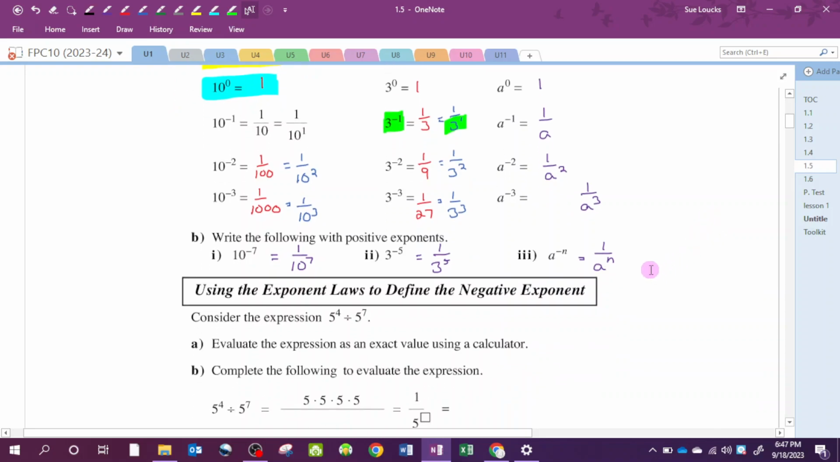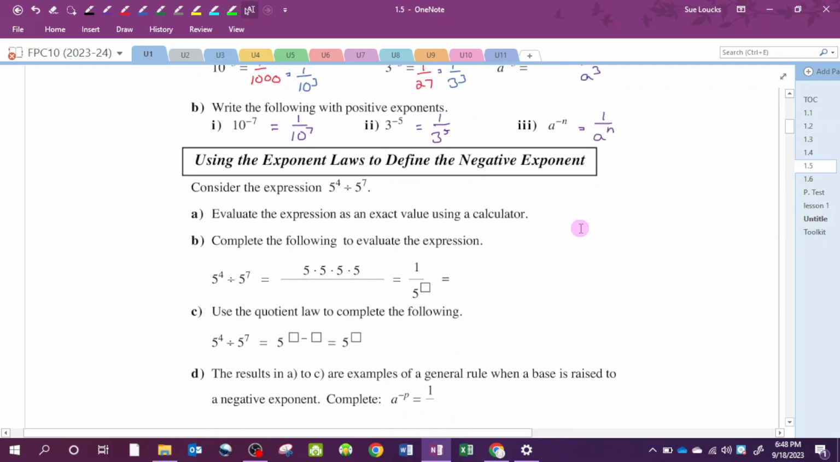All right, let's show that this is true in another way. Let's consider 5 to the power of 4 divided by 5 to the power of 7. If I use my calculator to figure out what this equals, it comes out to 0.008. I want you to make sure that you get that with your calculator. It is important that you can functionally use your calculator. Although you're not going to be allowed to use your exponent calculator for this test, you will get a calculator. I'll talk about that in class.